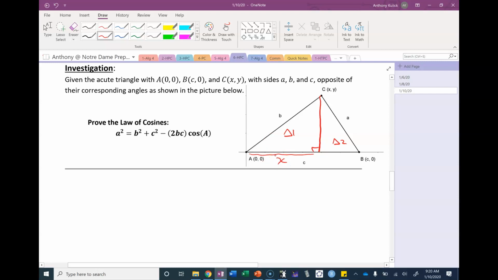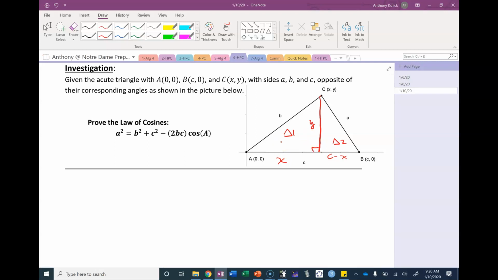What's the height of the triangle then? Y. Very good. Everybody happy there? What's going to be the base of triangle 2 then? C minus x. Do you guys see why that is? Because AB is c, and we're taking x away from it, right? Okay. Everybody happy how we've set this up?